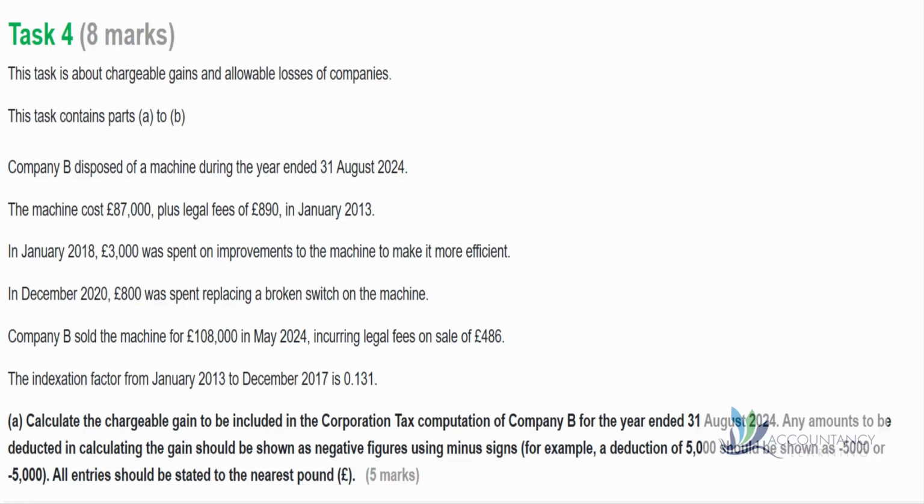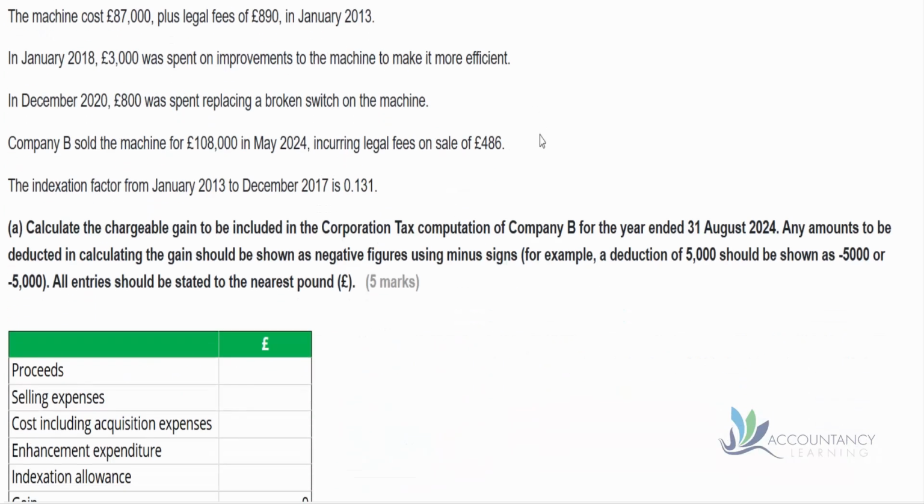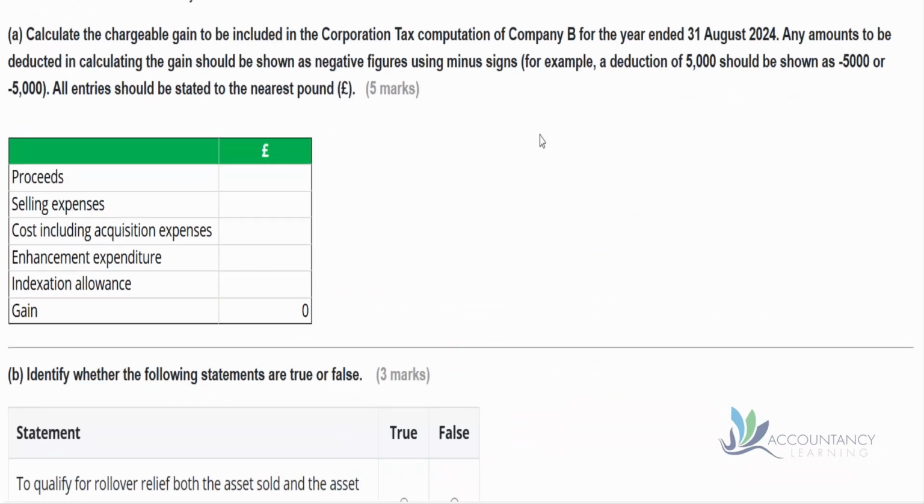Company B for the year ended 31st of August 2024. Any amounts to be deducted in calculating the gain should be shown as negative numbers using a minus sign. And all entries should be stated to the nearest pound. And you see that the computer has given us a table. We've got the various headings there. So we just need to put our numbers into the box and it will calculate the gain automatically for us.